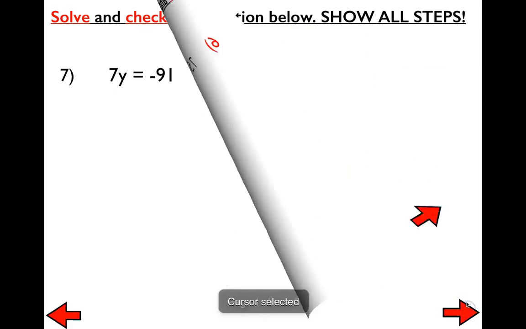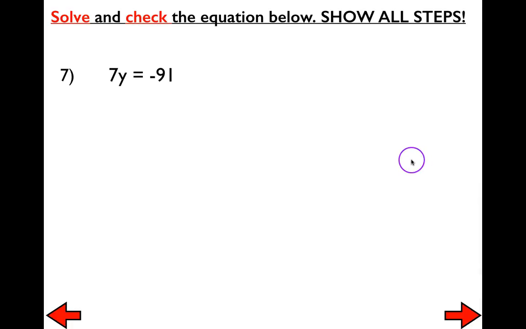Okay. So now we are going into something that looks slightly different, but we're going to do the same. We're going to use the same ideas for those rules that we were talking about: isolating, using inverse operations, and making sure we always show our work, things like that. So here we have 7y equals negative 91. I'm still going to try to isolate my variable. And the way that I do that is by doing the inverse. Here, 7y technically means 7 times y. So the inverse operation would be to divide by 7.